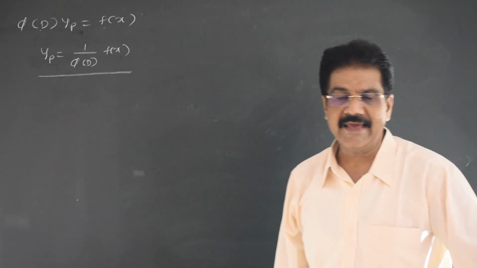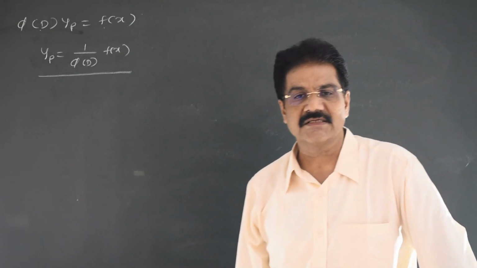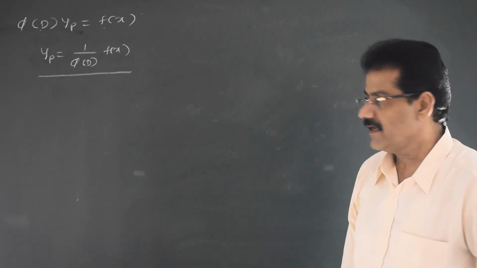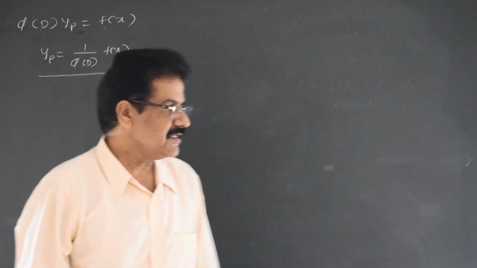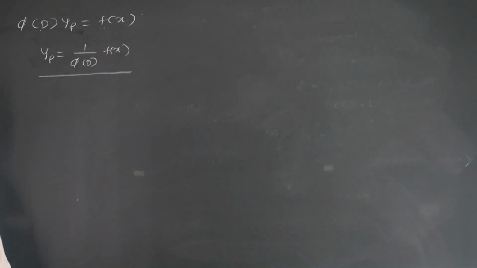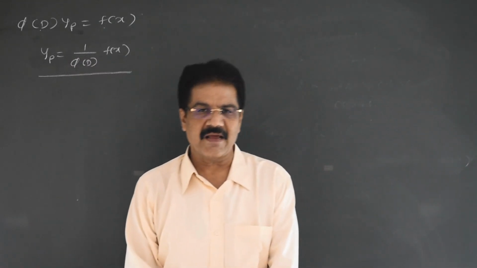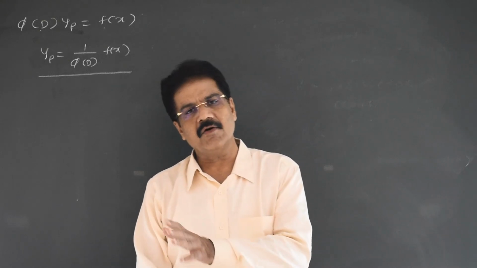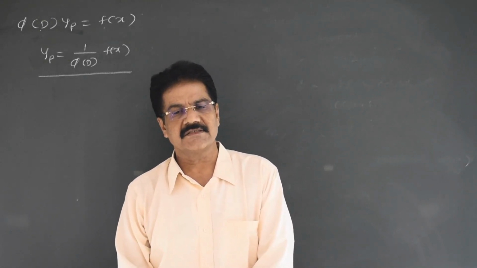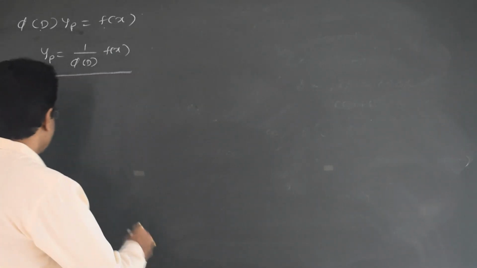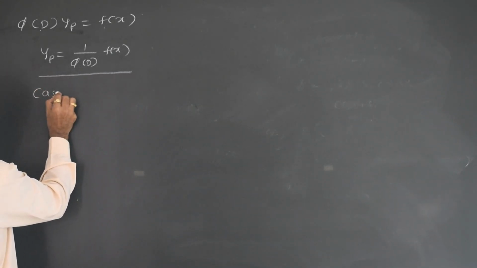1 upon phi D is called the inverse operator. So you have to remember this name. 1 upon phi D is the inverse operator. Now let us see how this shortcut method is used. The general method and the method of variation of parameters are to be used only when shortcut methods are not applicable. So let us see case number 1 of this shortcut method.